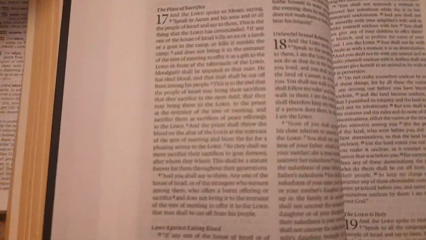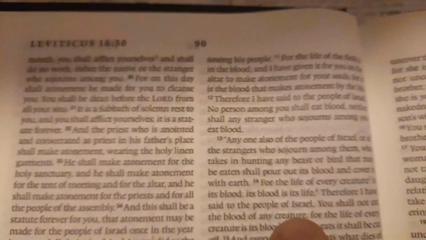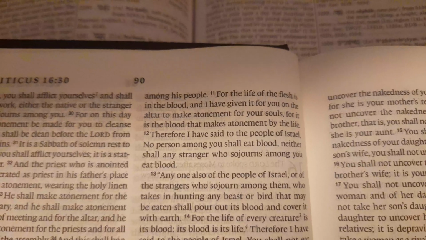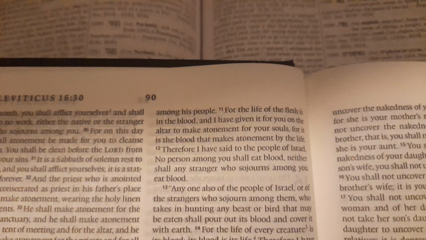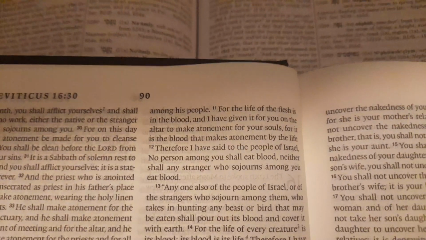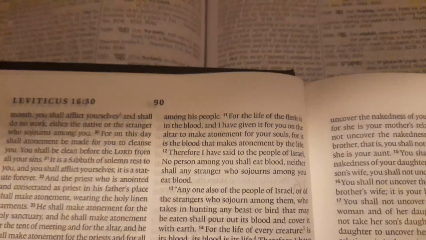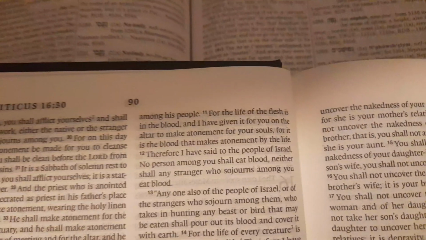So if we look this up in our Bible, in Leviticus chapter 17 and verse 11: for the life or the soul of the flesh is in the blood, and I have given it for you on the altar to make atonement for your souls, for it is the blood that makes atonement by the soul in it.